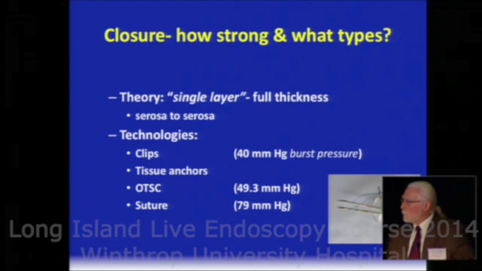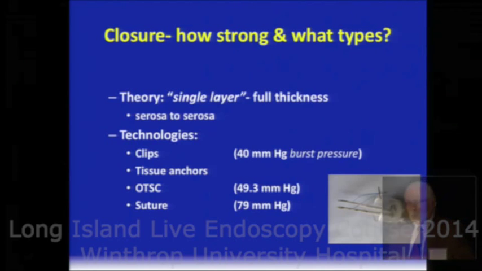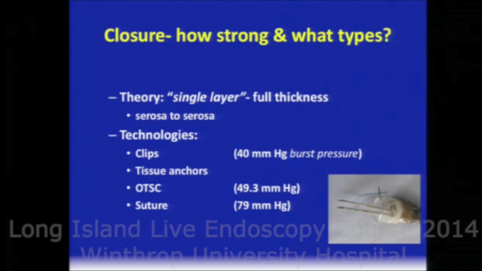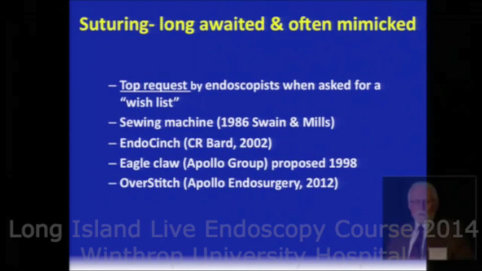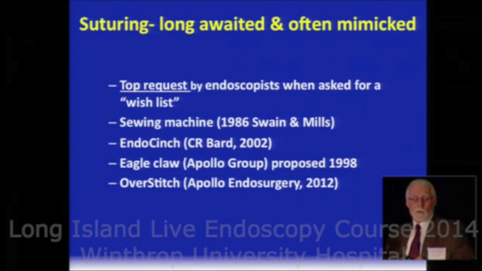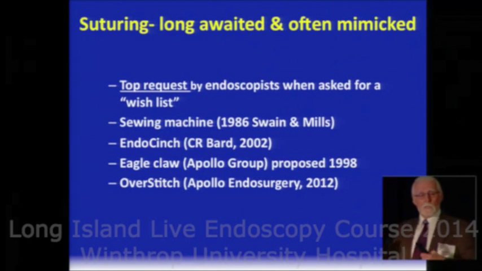The over-the-scope clip closes with a burst pressure actually just a tad more than clips. And then finally, a suture closure is the most robust at 79 millimeters of mercury. So now I'm going to shift into suturing itself. Suturing is long awaited, and it's often mimicked, as I just showed you.